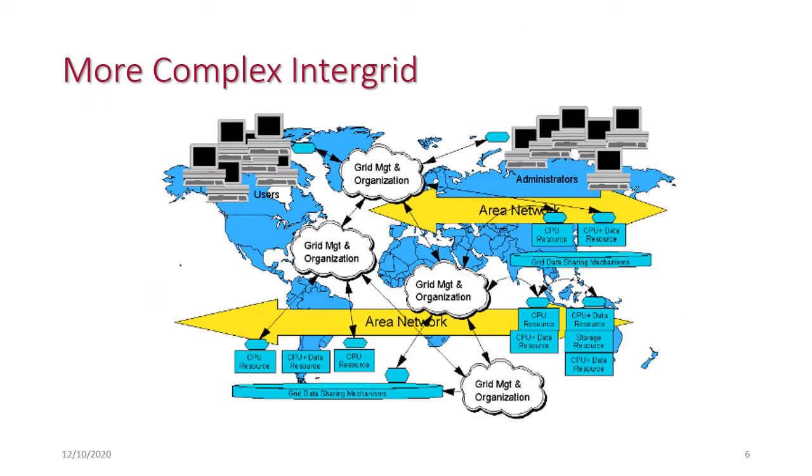And this is the diagram for the more complex intergrid. Intergrid means grid of grids. Here we have, for example, 4 different grids: grid 1, grid 2, grid 3 and grid 4. So, the 4 grids will be interconnected to each other, and that will form a very huge grid. This is called intergrid, that is, grid of grids.